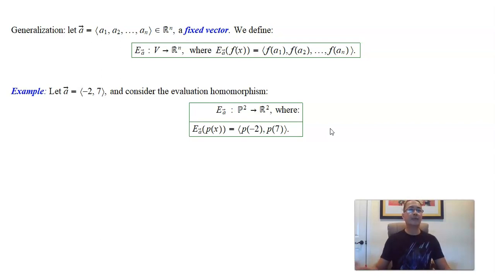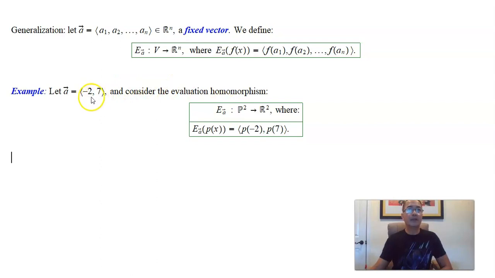Okay, so here's an example where our constant vector is negative 2, 7. We will define our evaluation homomorphism not from all functions. We will just define it for P2, the space of quadratic or linear or constant polynomials.